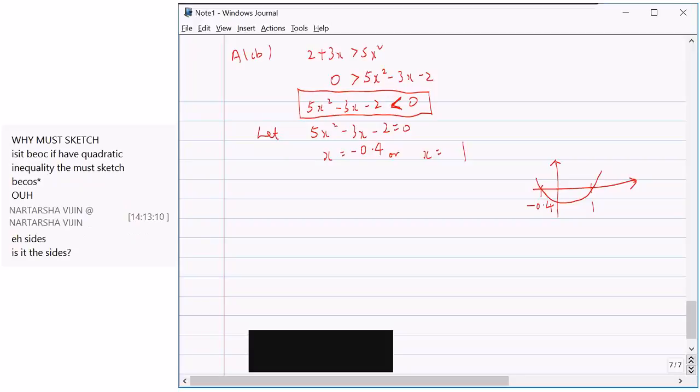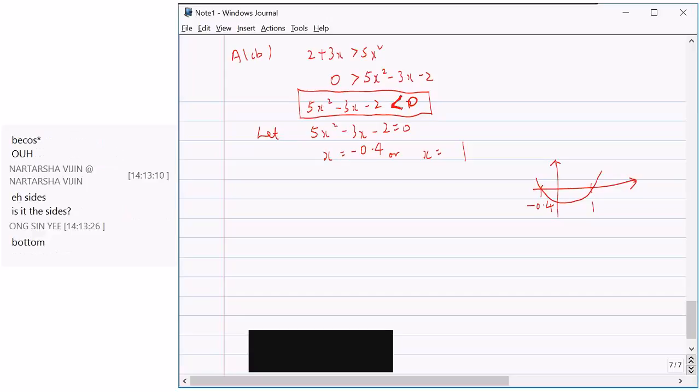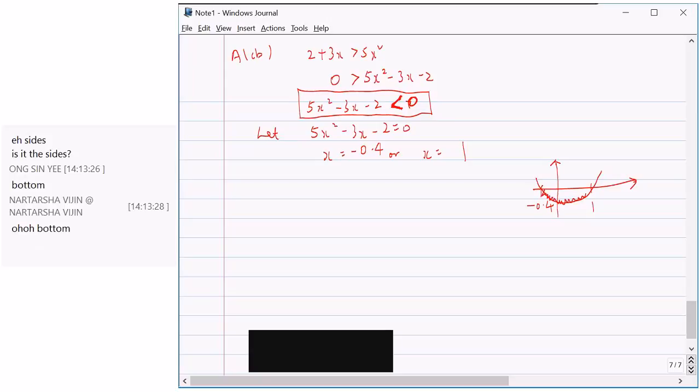We're interested in the sides, right? We want less than 0. We're interested in the curve being negative. So we're interested in the bottom part here, the negative part of the curve. Hence, x values I will take between negative 0.4 all the way to 1. And do I need the equality sign? I don't need the equality sign. Why? Because there's no equality sign in the inequality here. So this is my answer.